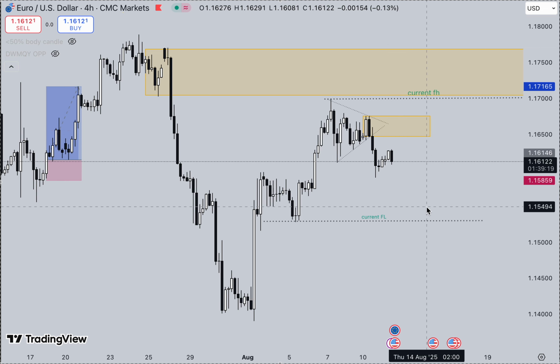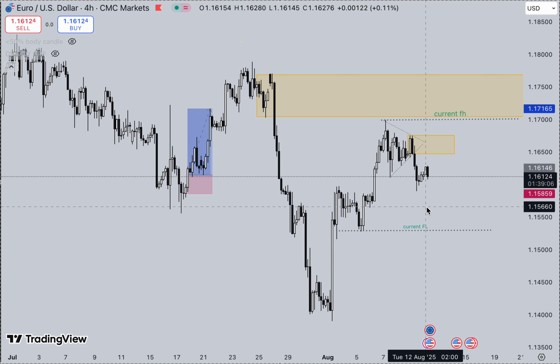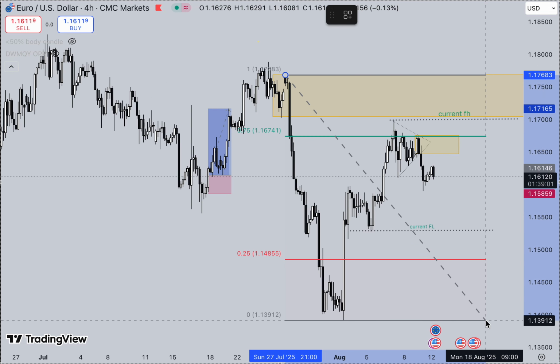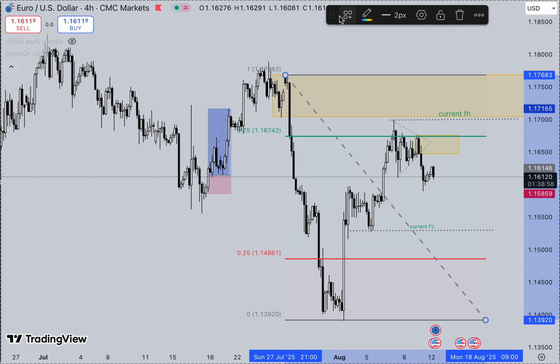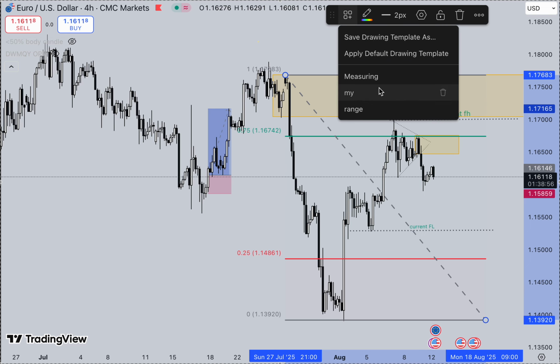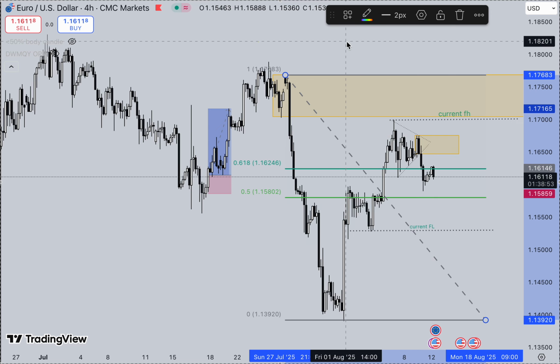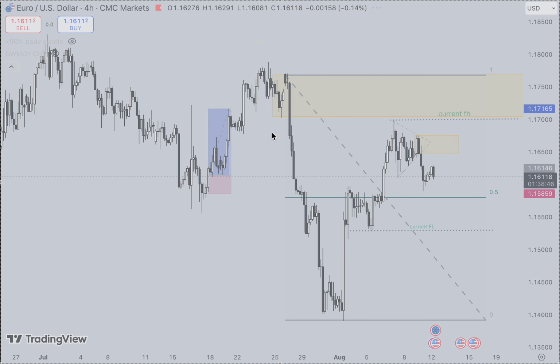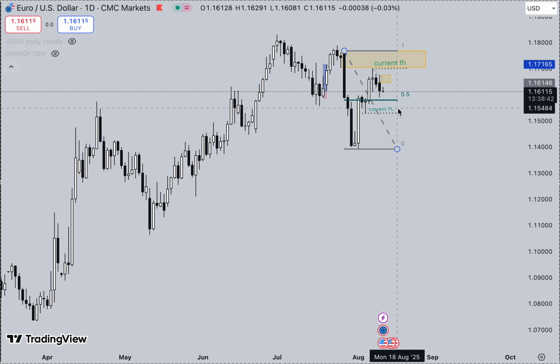So it depends. Let's see how the market will decide to move, but we just follow once we see what we're looking for. Okay, and also if you see this, we've retraced into premium pricing, right? We've retraced into premium pricing above the 0.5 fib. So it's fine for us to start looking for sells towards the downside.